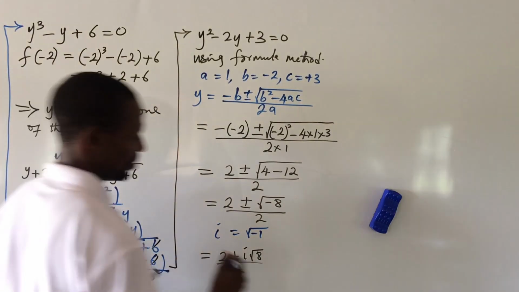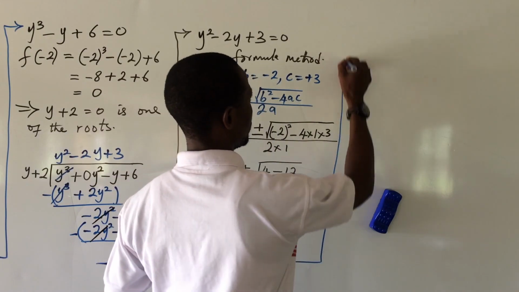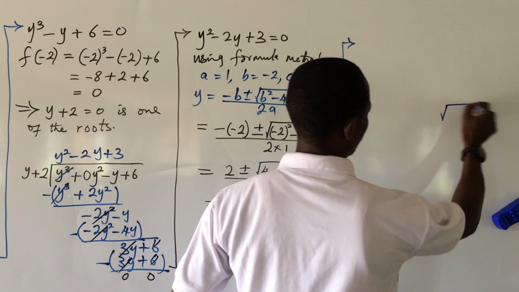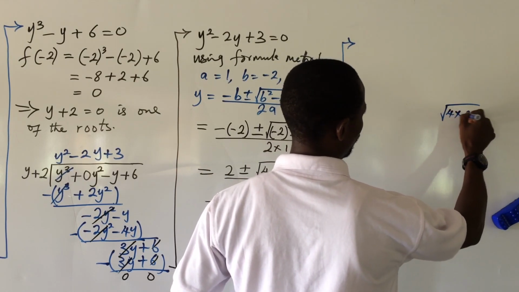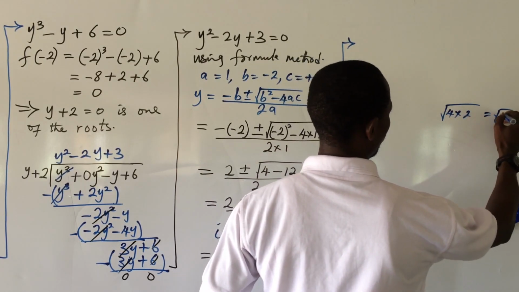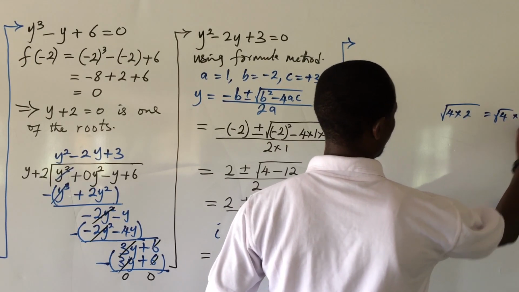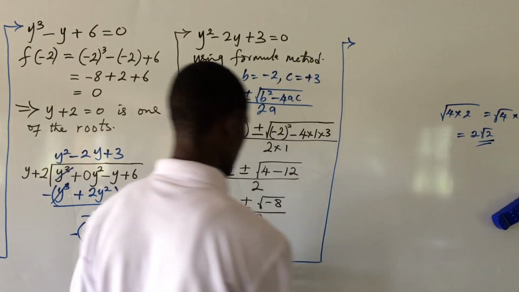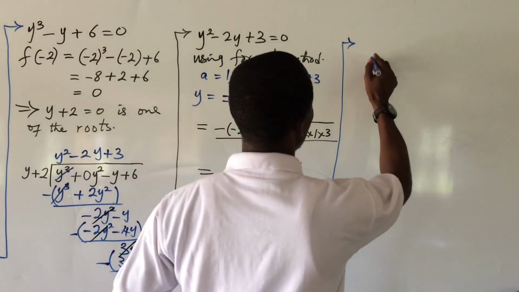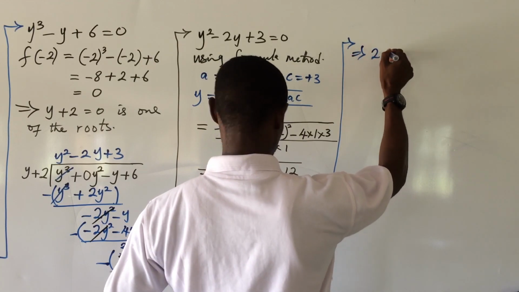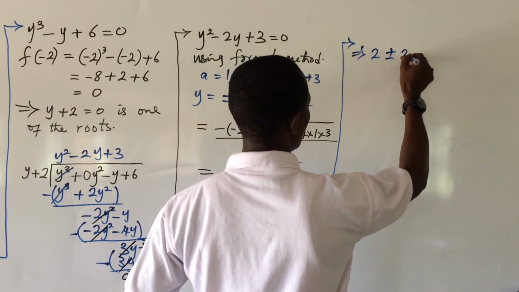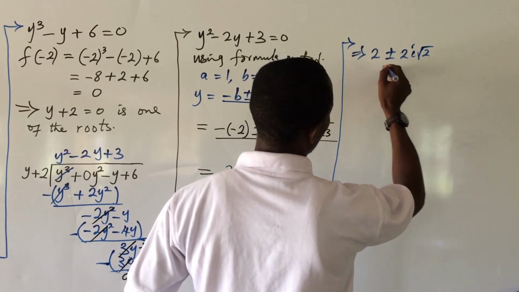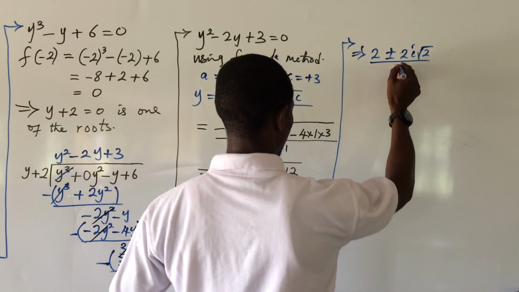Okay, so let's still continue again from here. Root 8 could be split into 4 times 2, which is equal to root 4 times root 2. If you do that, this will give us 2 root 2. So we can replace that in here. So we're going to have here, now implies, 2 plus minus 2i root 2, all over 2.